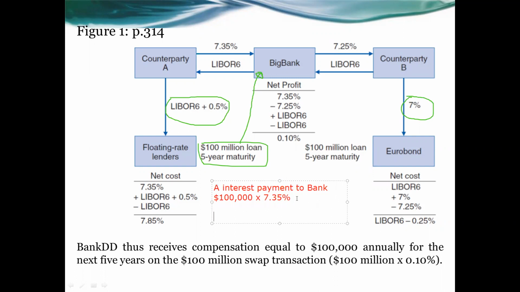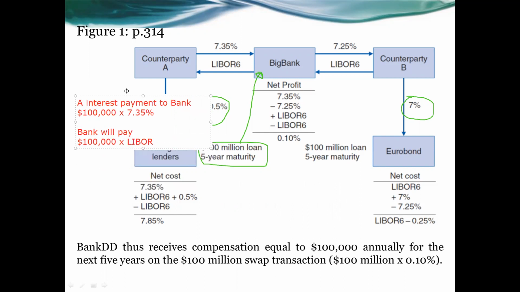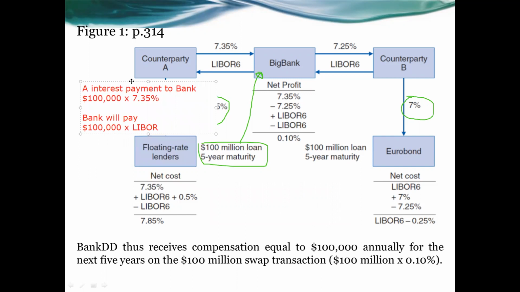As a return for this transaction, the bank will pay 100 million into LIBOR rate, that is the LIBOR rate for 6 months. That is what the bank does for trader A.